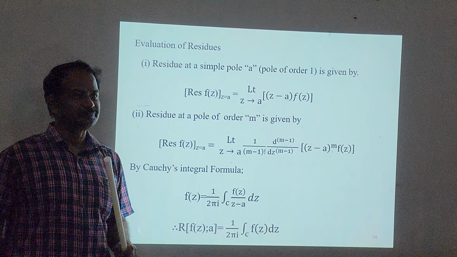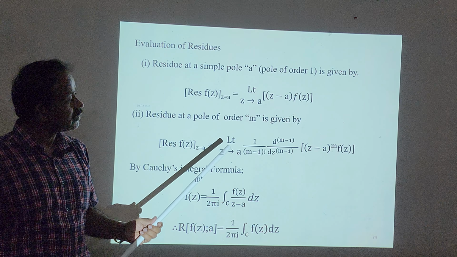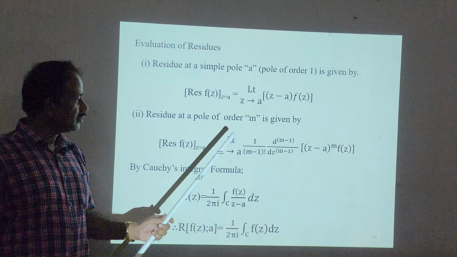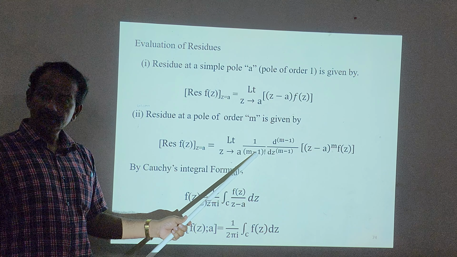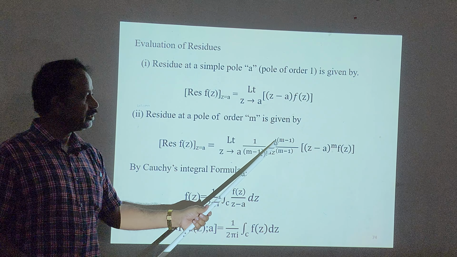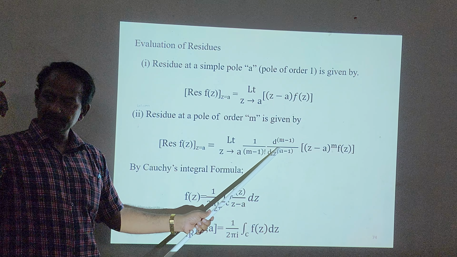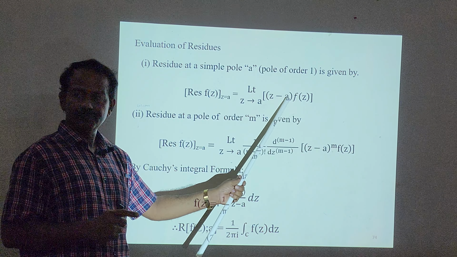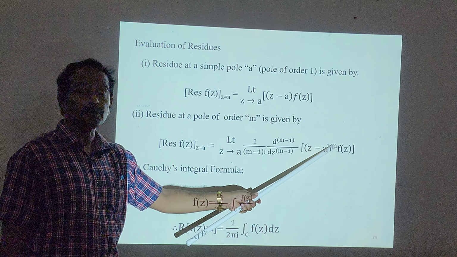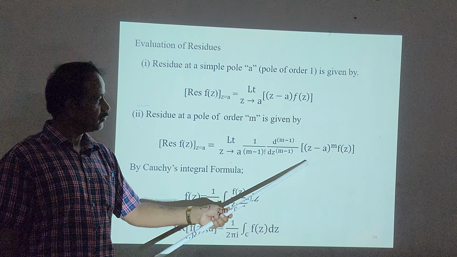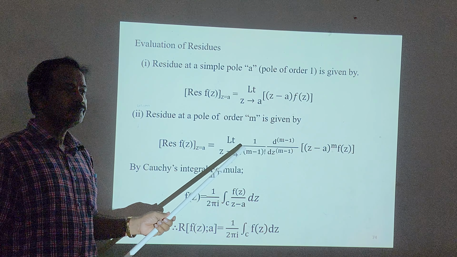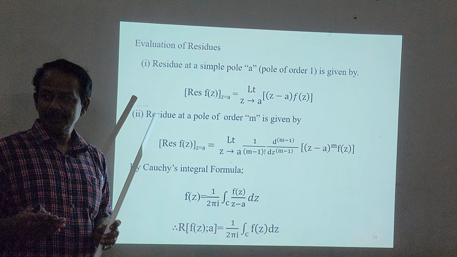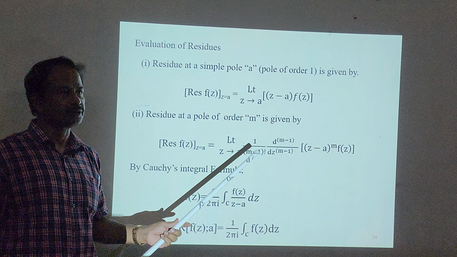Suppose you just go with m equals 1. You substitute m equals 1 here. So 1 divided by 1 minus 1, that is 0 factorial, which is 1. D to the power 0 divided by dz to the power 0, anything to the power 0 is 1. So (z minus a) to the power 0 also becomes 1. You will get the same thing, z minus a to the power 1, which is nothing but z minus a. So we will get this. This is for the simple pole, order 1. This is for order m. It can be order m equals 2, 3, 4, 5 and so on.